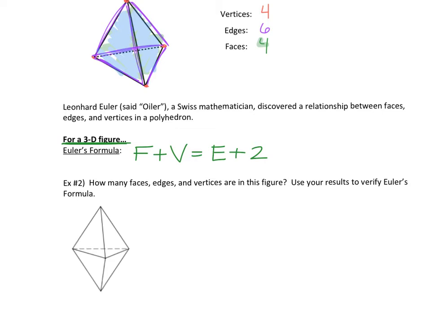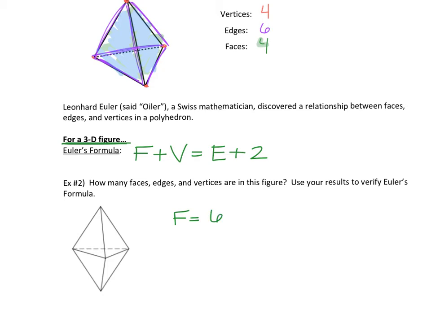Some of the problems, they're going to say how many faces, edges, and vertices are in the figure, and then use those results that you get to verify Euler's formula. So you're not using Euler's formula to solve for something, you're using it to check your answer, okay? So let's try that here. How many faces do you see in this figure? There would be 6, right? It's a triangular pyramid with a triangular pyramid underneath it. So 1, 2, 3, 4, 5, 6. Okay, so 6 faces.